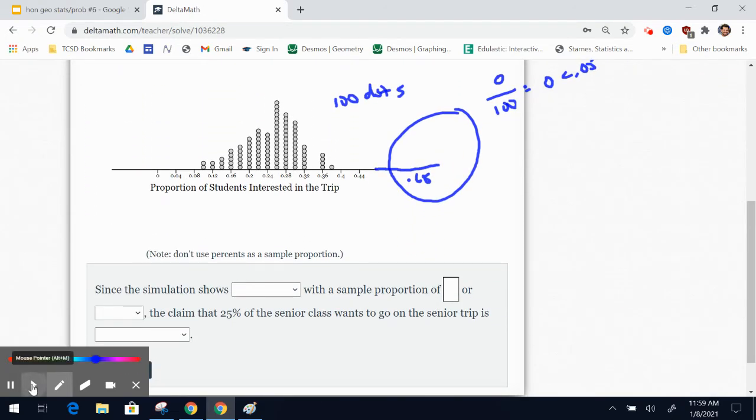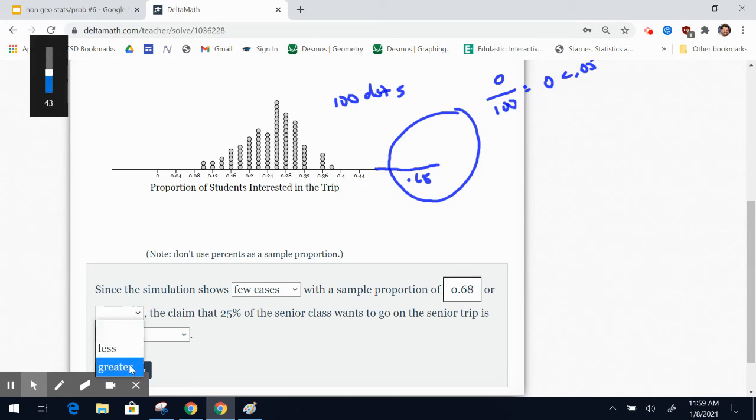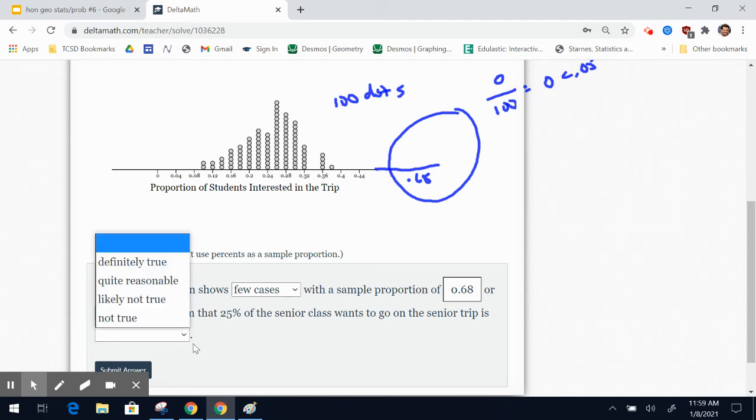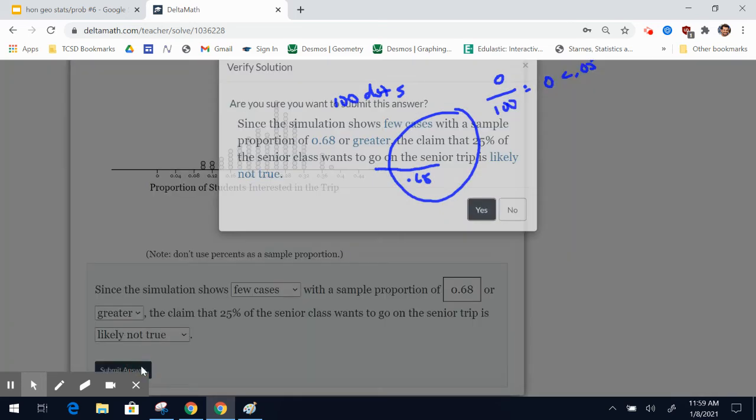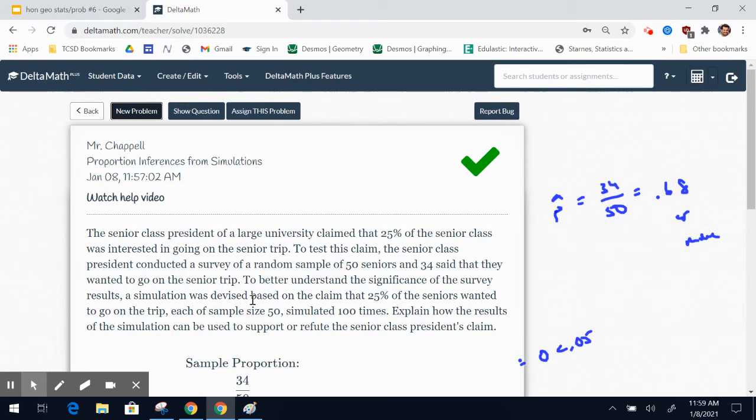So let's see how we answer this. Since the simulation shows few cases with a sample proportion of 0.68 or greater, the claim that 25% of the senior class wants to go on the senior trip is definitely true, quite reasonable, likely not true, not true. So it's probably likely not true, right? It's probably more than 25%. And there we go.